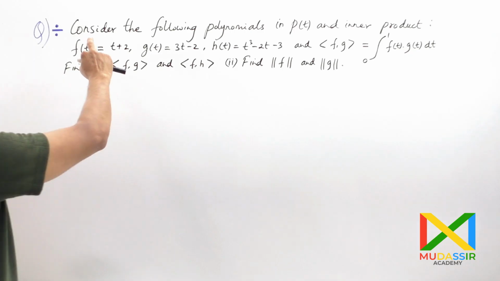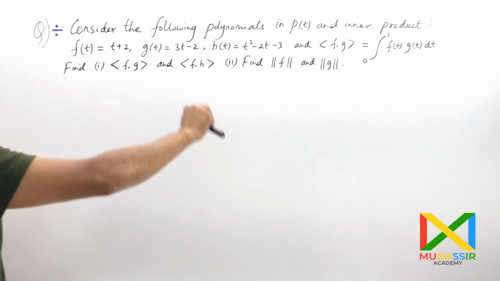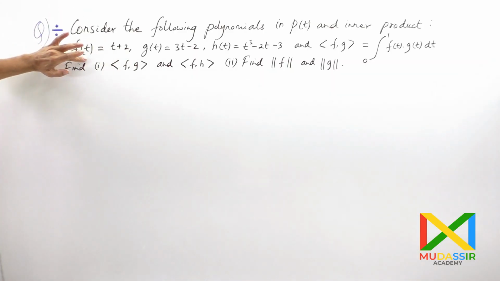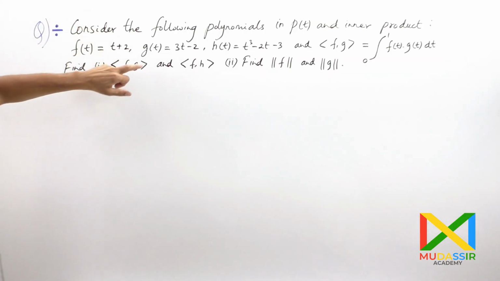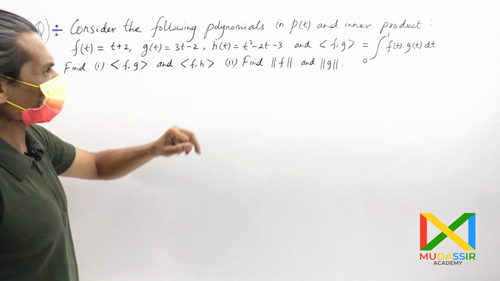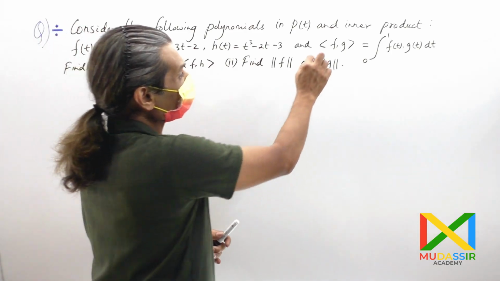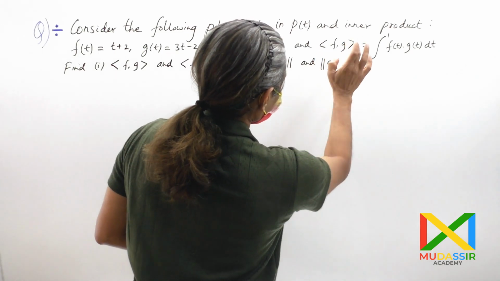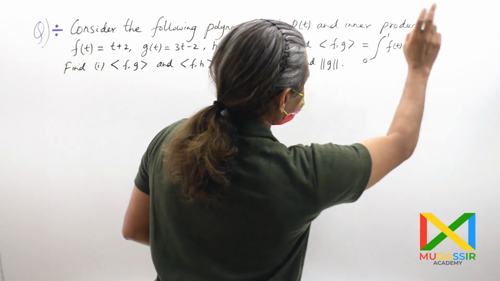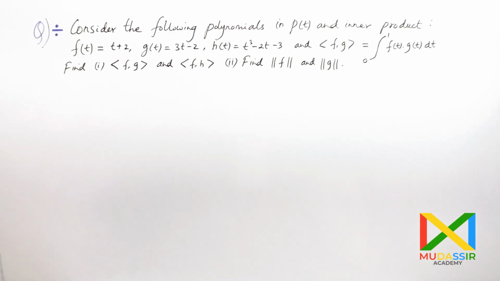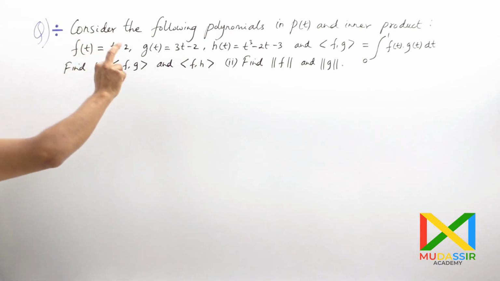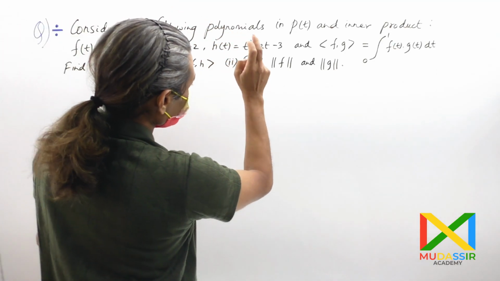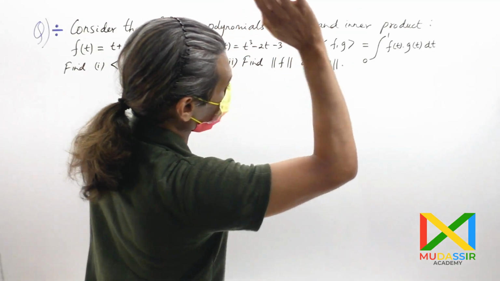The problem here is, I read it: consider the following polynomials in P of t and inner product. The given polynomials are f of t equals t plus 2, g of t equals 3t minus 2, and h of t equals t cube minus 2t minus 3, and this is called inner product. The formula is given as the inner product of f and g equals the integral from 0 to 1 of f of t times g of t dt. Find first the inner products of f and g, and f and h, and next find the norm of f and the norm of g.